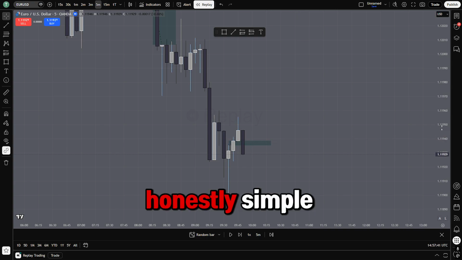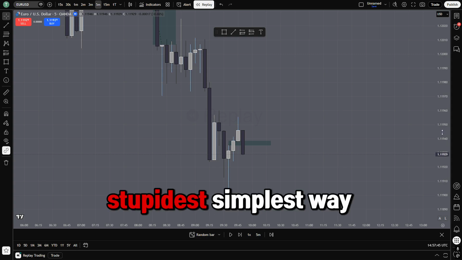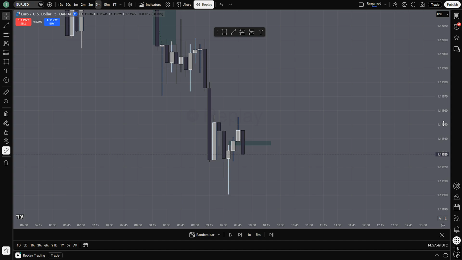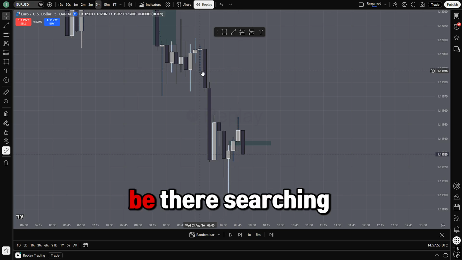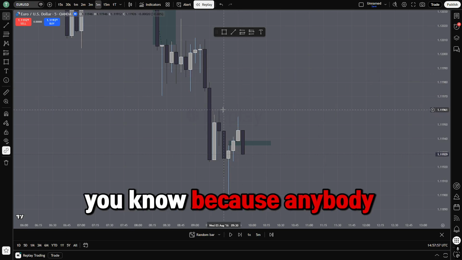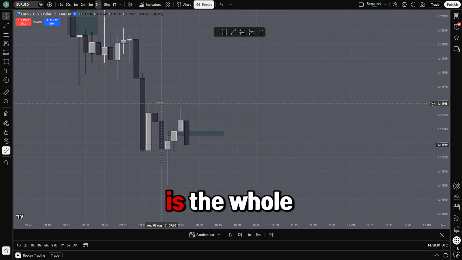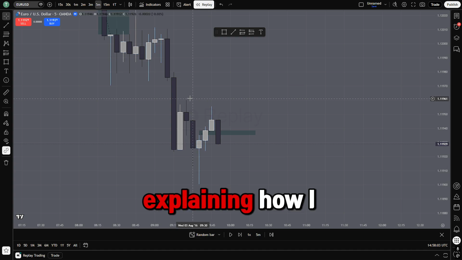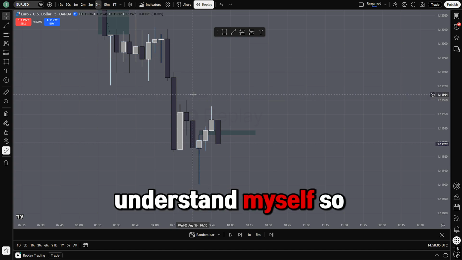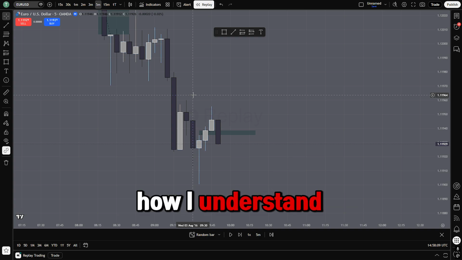This seems really, honestly, simple. I'm trying to explain it in the most basic, simplest way possible. I truly don't know how to explain it more. And I don't want to be searching on ChatGPT what to say, because anybody can go on ChatGPT and just ask what is a fair value gap. The whole point is me explaining how I understand it myself, so that you can also understand the strategy better, how I understand the strategy.